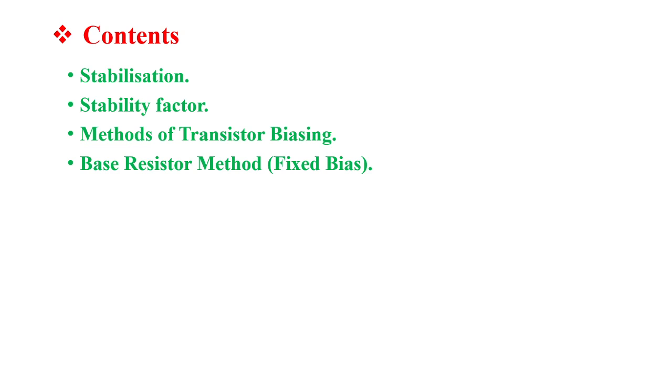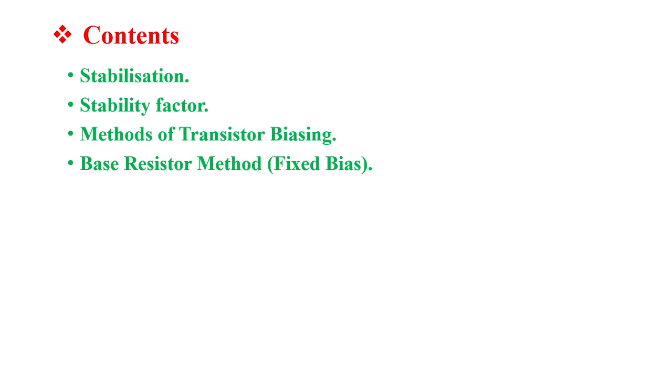For faithful amplification, we know that the process of increasing the strength of a weak signal without any change in its general shape is known as faithful amplification. And for faithful amplification, these conditions must be satisfied: proper zero signal collector current, proper minimum base emitter voltage at any instant, and proper minimum collector emitter voltage at any instant.